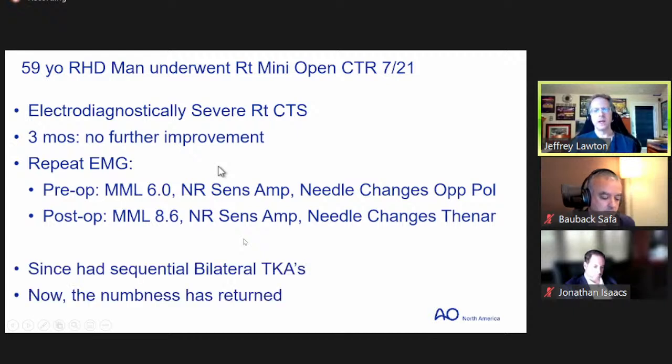So he has since also had sequential bilateral total knees. So he's been using his upper extremities to help with weight bearing. And now, again, at 3 months or so, he says the numbness has returned. So while he did have some improvement, his numbness was gone, and now it's back. So how do we approach this?